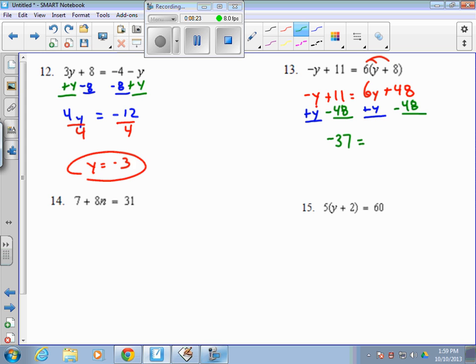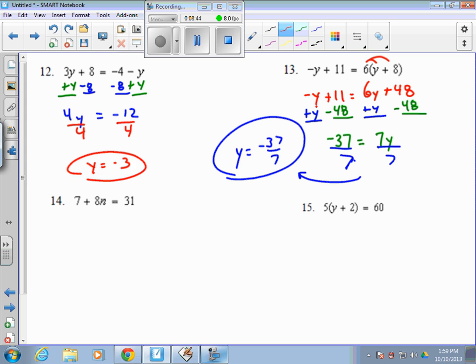equals 6y plus y, which is 7y. So negative 37 equals 7y. Divide by 7 on both sides, and you're left with, I'm going to put it right here just to save a little space, y equals negative 37 over 7.